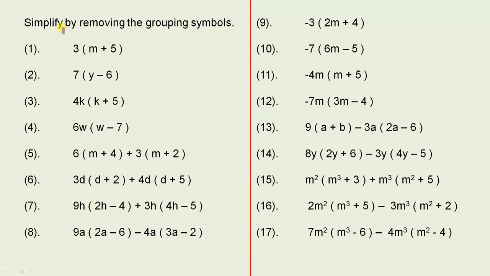Simplify by removing the grouping symbols. In the lesson we saw an example like this where we have a number here, we have some brackets or grouping symbols, which are these curves, and we have some terms inside. The lesson explained that the number outside is multiplied by each of these terms, and that's what we do. There's no sign here between the 3 and that grouping symbol, so it's multiplication. So the 3 is multiplied by each of the individual terms to give us the answer. That's the same with the first 4.